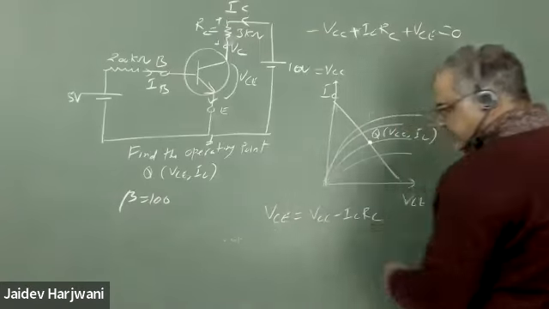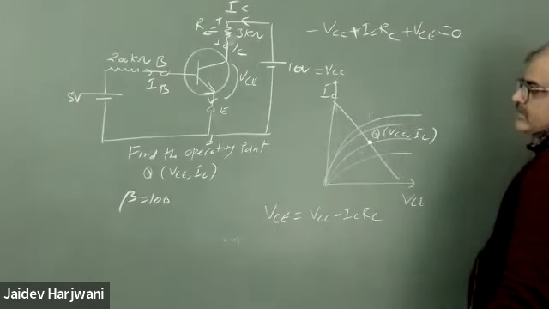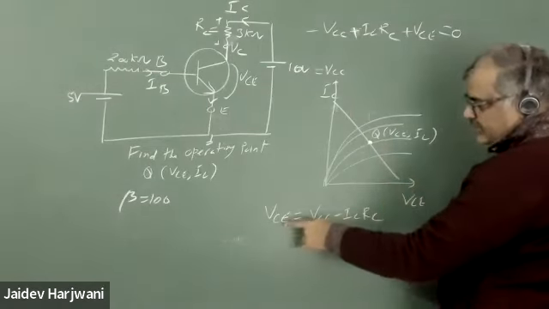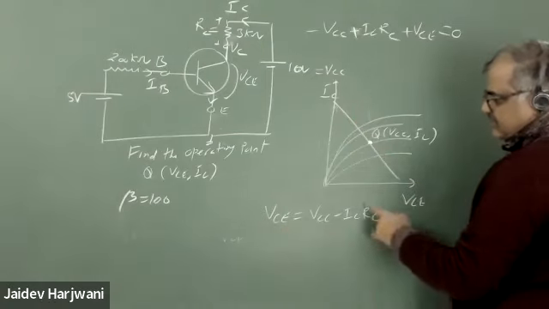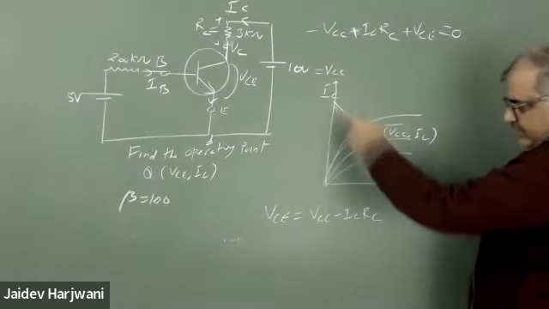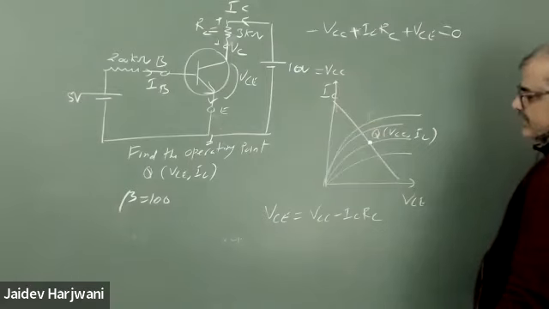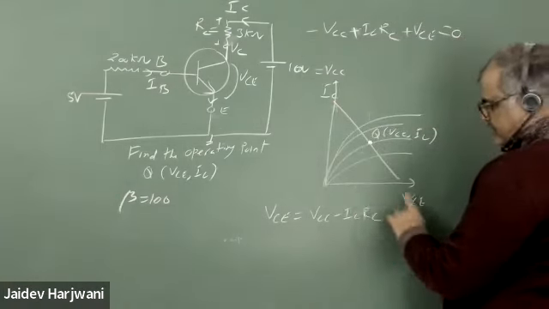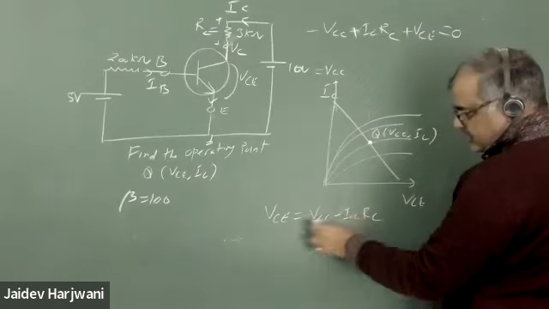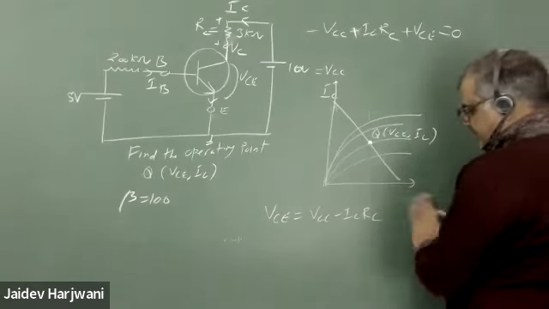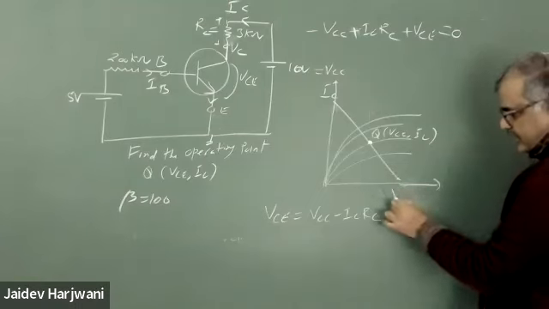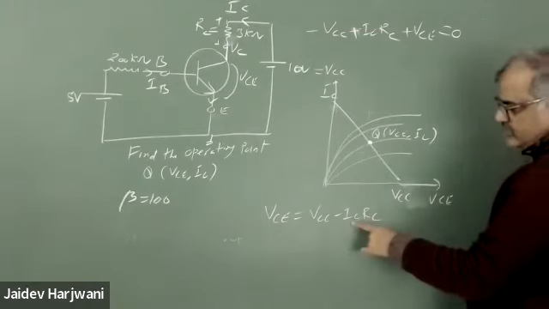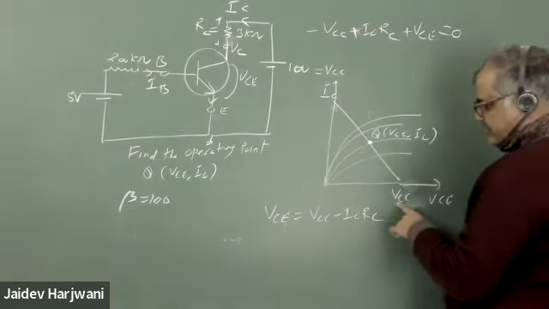Now if you see this equation, this is the output terminal. This equation is a line equation, y equals minus mx plus c, the equation of a line. If you put IC equals 0 here, your VC will become VCC. So at this end point, your voltage is VCC.